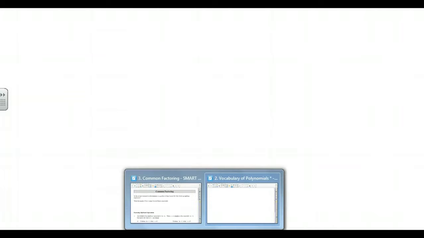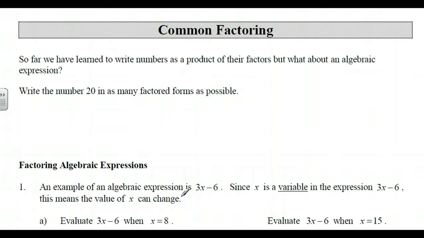And speaking of fancy names, this is over. What's up next? We have common factoring. So up until now, we've learned to write numbers as a product of their factors. But what about an algebraic expression? So write 20 in as many factored forms as possible. Okay, so I can go 1 times 20, 2 times 10, 3 doesn't go in, 4 times 5, 5 times 4.